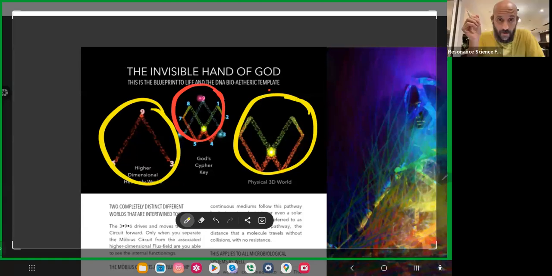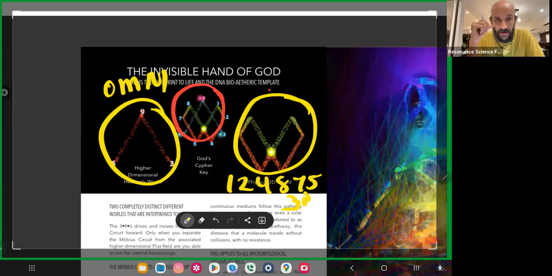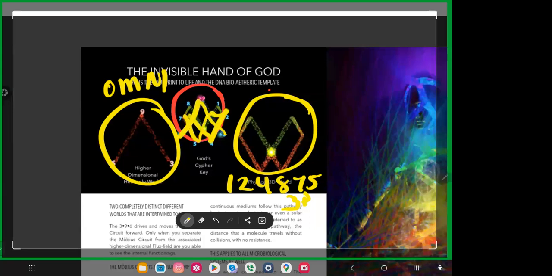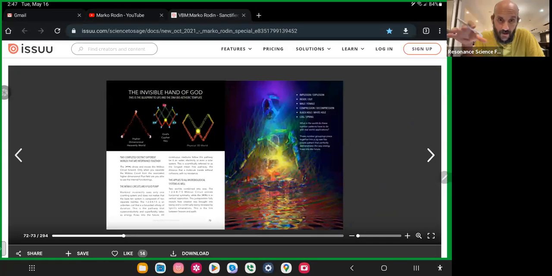That's the third dimension. And this is the higher, this is the omni dimension. Two separate systems. When woven together, they make one system, but it is made out of two separate systems.